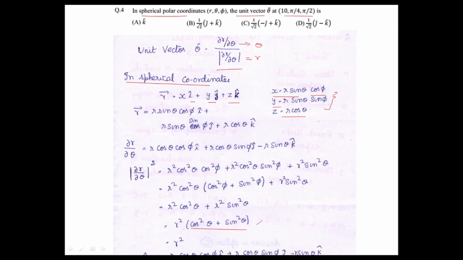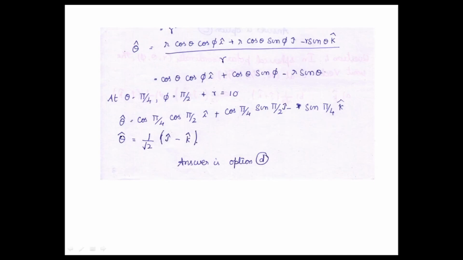Now we have to substitute the value of dou r by dou theta and r in the unit vector and find the value of the unit vector. So the unit vector theta cap is equal to r cos theta cos psi i cap plus r cos theta sin psi j cap minus r sin theta k cap, divided by r. So r can be cancelled off from all the terms, and we will be ending up with the terms without r.